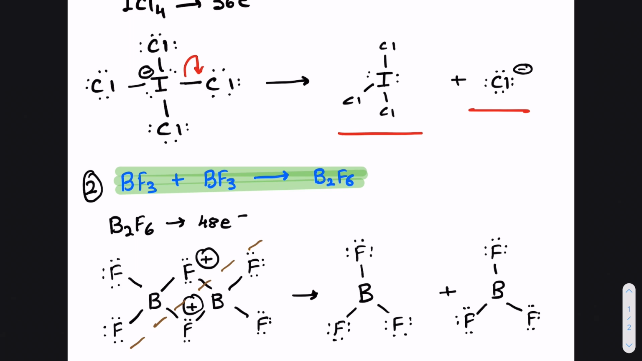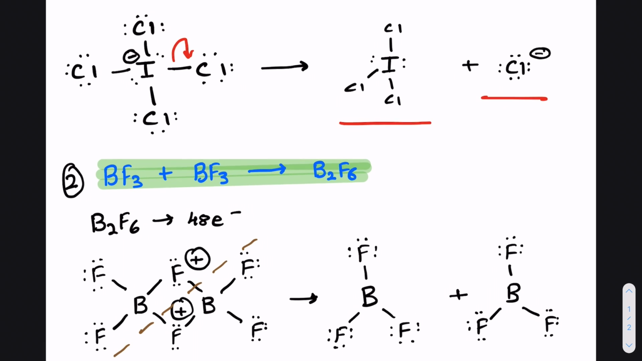So B2F6 is the only product being formed, and our first step is to always draw the Lewis structure. So B2F6 has 48 valence electrons, and when we form the Lewis structure, we get something like this. Now when you actually look at the Lewis structure, you can see that fluorine has a positive formal charge, which is not good, but that's the best Lewis structure.